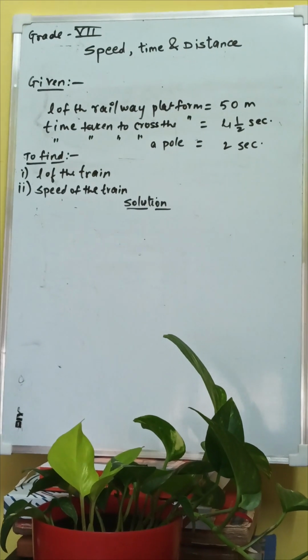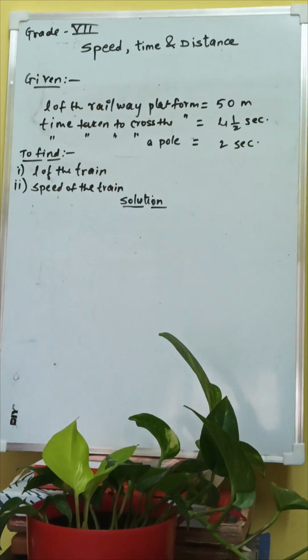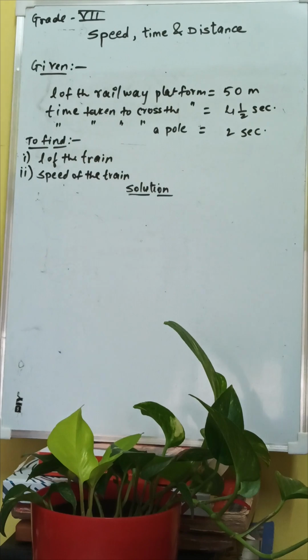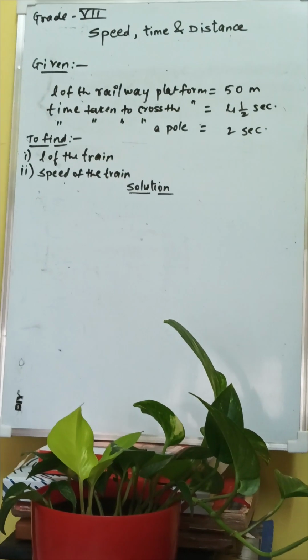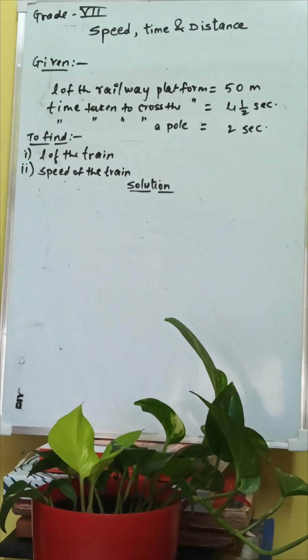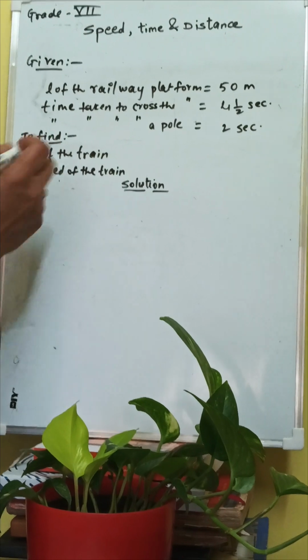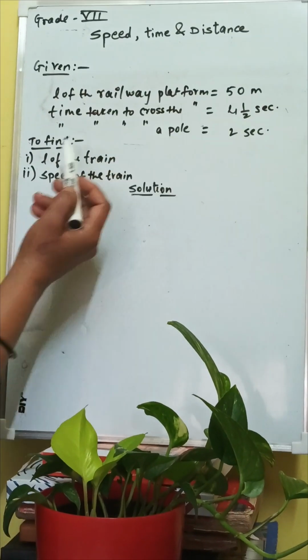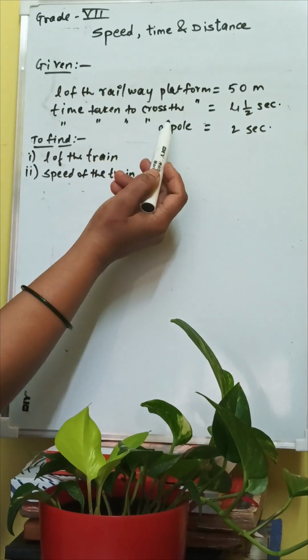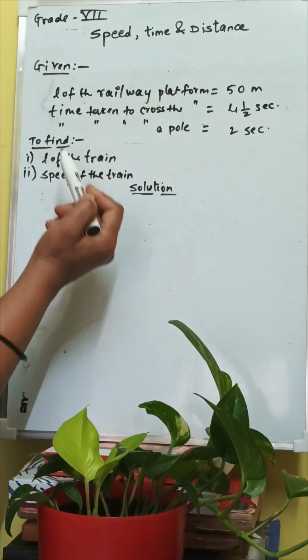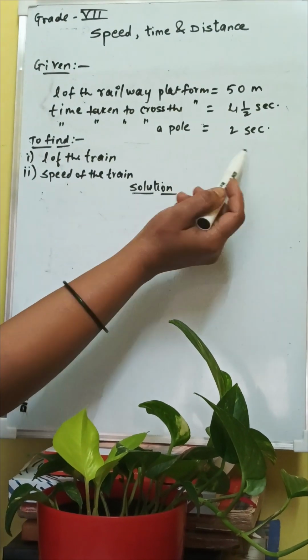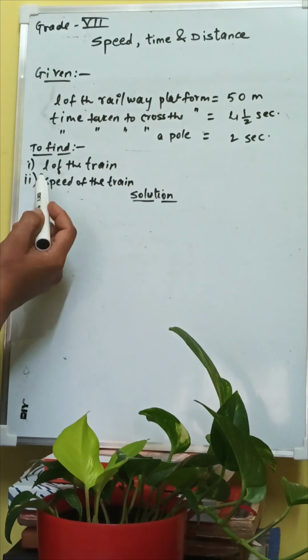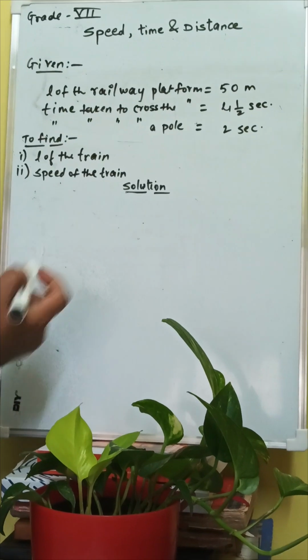A train passes a 50-meter long railway platform in 4.5 seconds and a pole in 2 seconds. Find the length of the train and its speed. So we have the length of the railway platform, 50 meters. We have the time taken to cross the railway platform, 4.5 seconds, and the time taken to cross a pole, 2 seconds. We have to find the length of the train and the speed of the train.